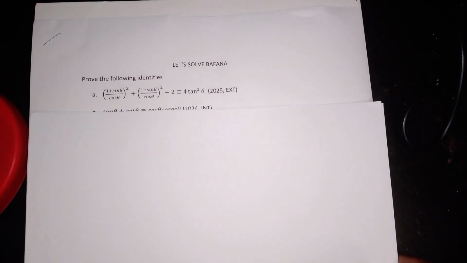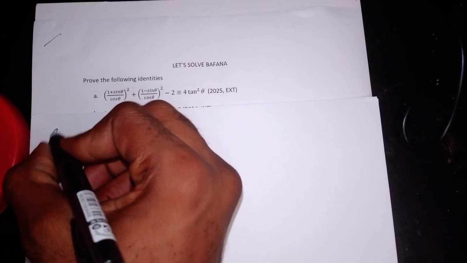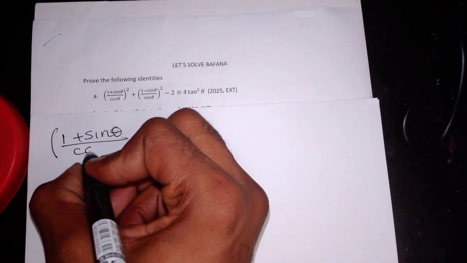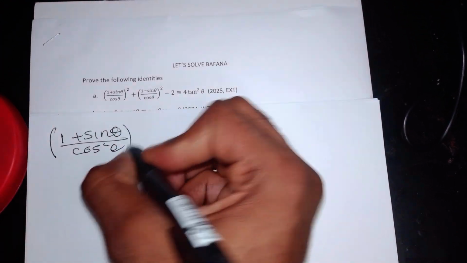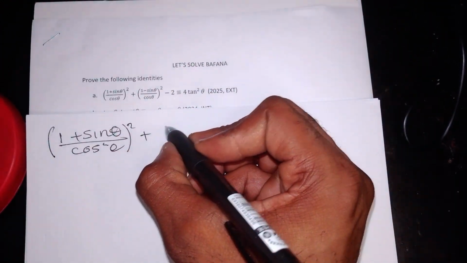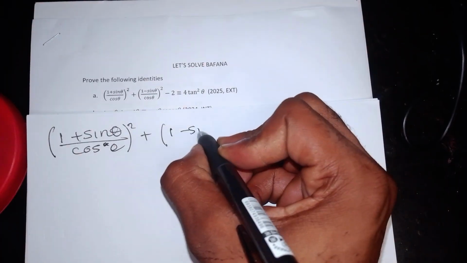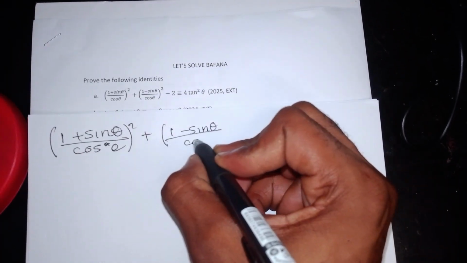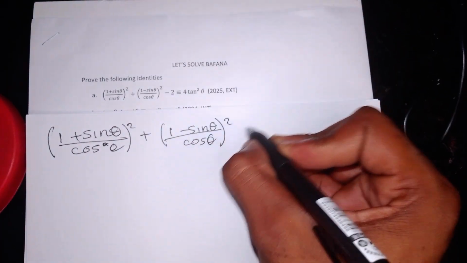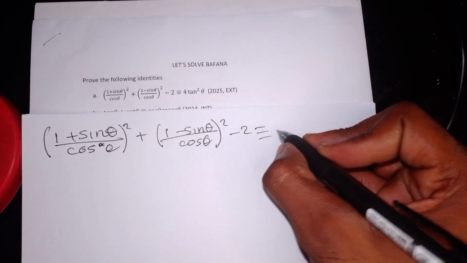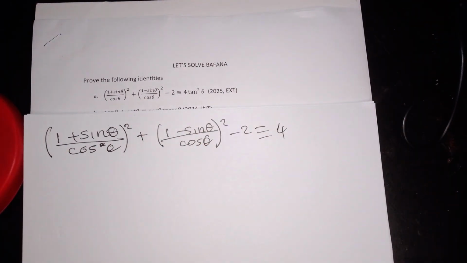So without wasting a lot of time, let's start with the first one, which is 2025. So I have (1 plus sine theta) over cos squared theta, and then (1 minus sine theta) over cos theta, all squared, minus 2, and this is equivalent to 4 tan squared theta.